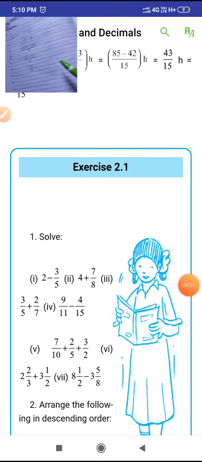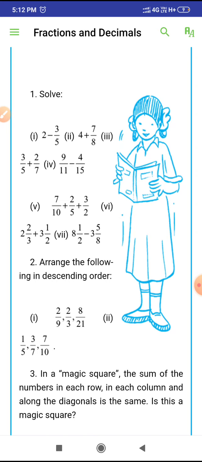By using the same method, you can solve question number 1 up to the fifth part. Now move to part 6th of the first question, and part 6th is 2 whole 2 upon 3 plus 3 whole 1 upon 2.